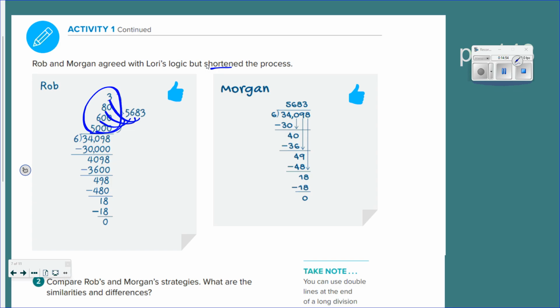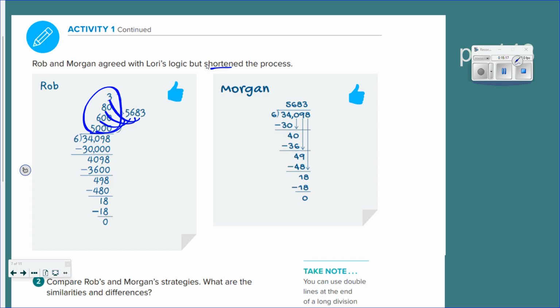Morgan did it the way Mr. Jen and I would like to see you guys do it. Literally all you're doing is going by place value all the way across. One really, really big key in this, guys, is you have to keep track of every place value. If you skip a place value, it's going to cause you issues.